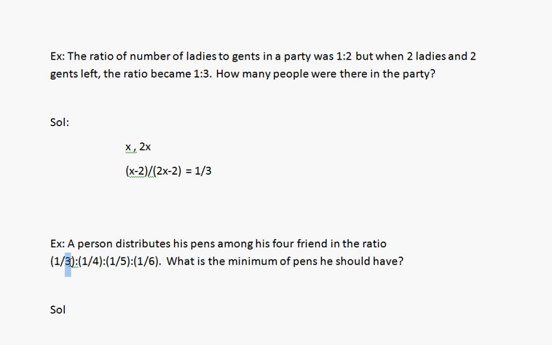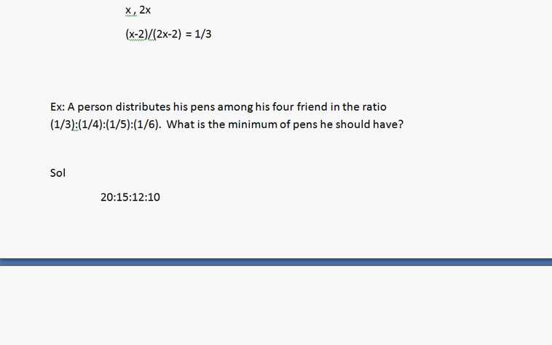So when we multiply 1/3 by 60, we would get 20, right? Then 15, 12, 10, right? So this is the new ratio. How are we doing it? Why are we multiplying it by the LCM? Let's also see the logic.